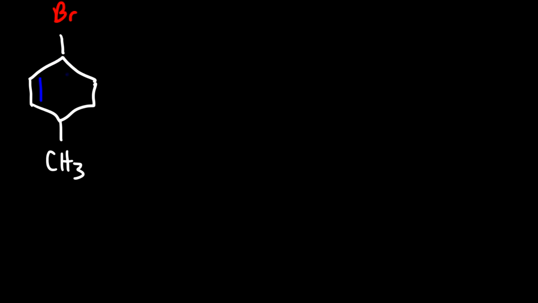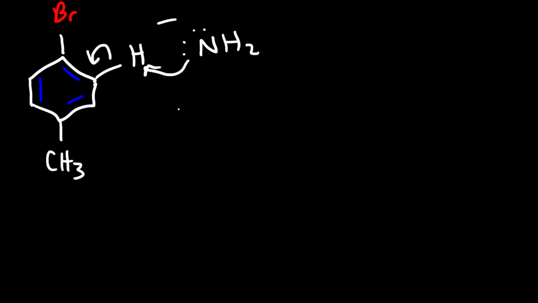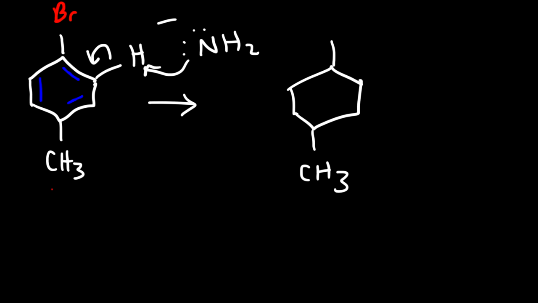So in the first step, the base, which is NH2-, is going to take off a hydrogen, and we're going to put a negative charge on that carbon. And then in the next step, we're going to eliminate the bromine atom. So that's why it's called elimination addition. First we eliminate, and then we're going to add the NH2 group. So once the bromine atom has been eliminated, we're going to get the benzyne intermediate. So now we have the triple bond.